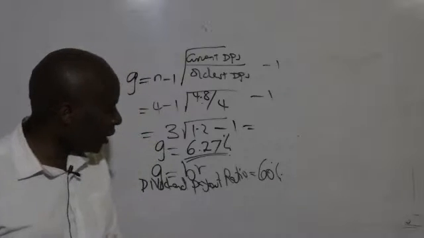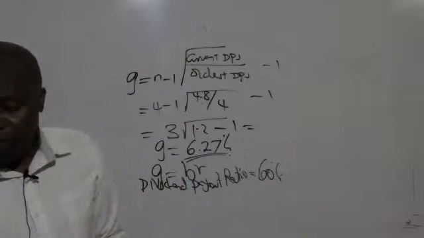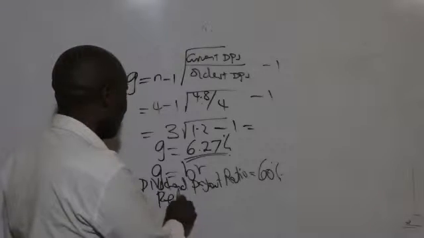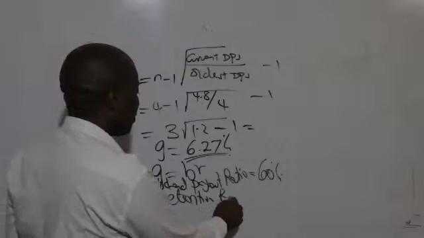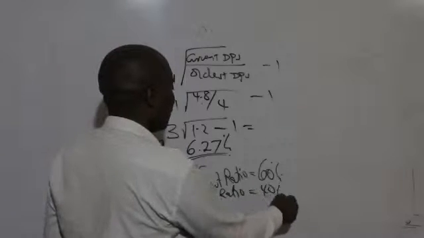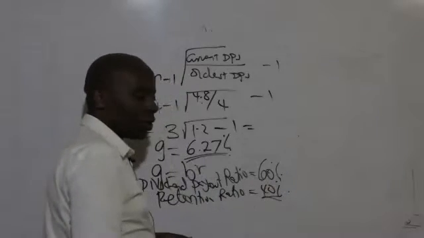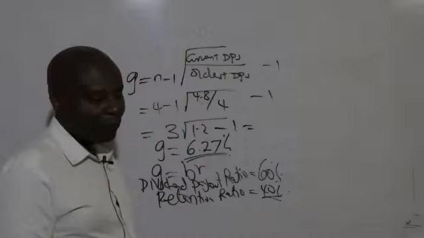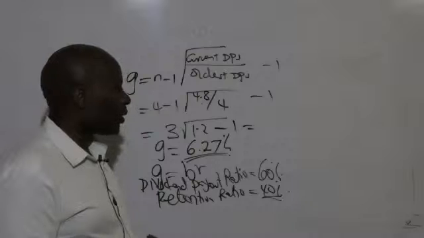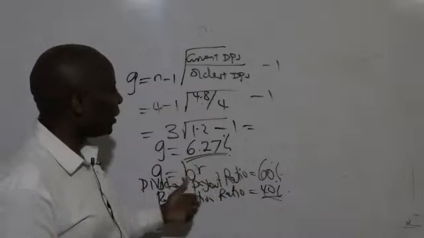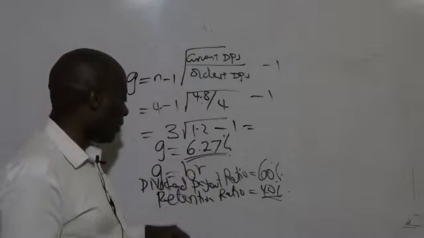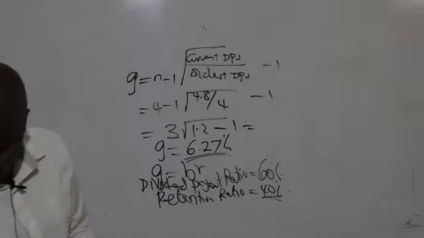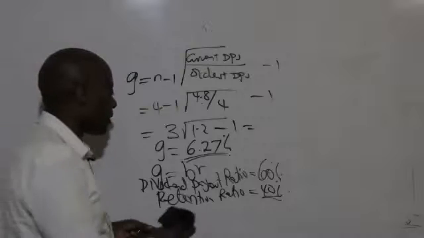So they've given us the dividend payout ratio, which is 60. So if we are paying 60%, we are retaining 40%. So then the retention ratio is 40%, which is the same as 0.4. Now, ladies and gentlemen, the moment I have this, I'll be able to go back to my formula. We are saying that G equals B times R.